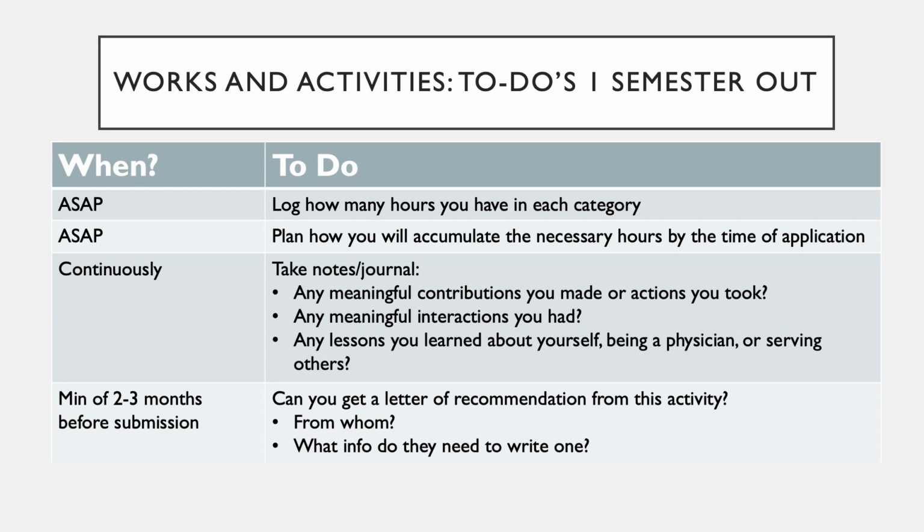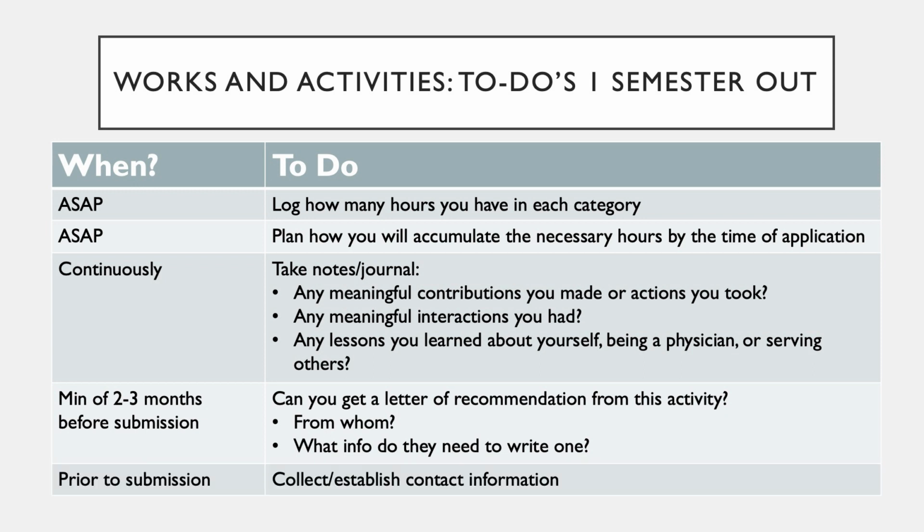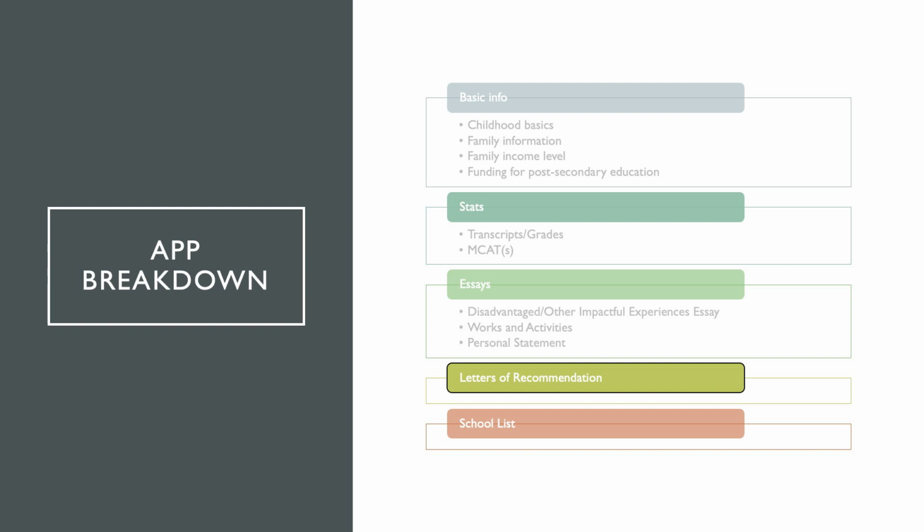But lastly, at least prior to submission, make sure you have the organization's contact information. When filling out the application's works and activities section, you're going to need a contact name and title, the contact's email and phone number, the organization's name, and the location of the organization. These are just needed prior to submission of the application though, so make sure you have them by the time you need to submit. So finally, we circle back to the letters of recommendation.